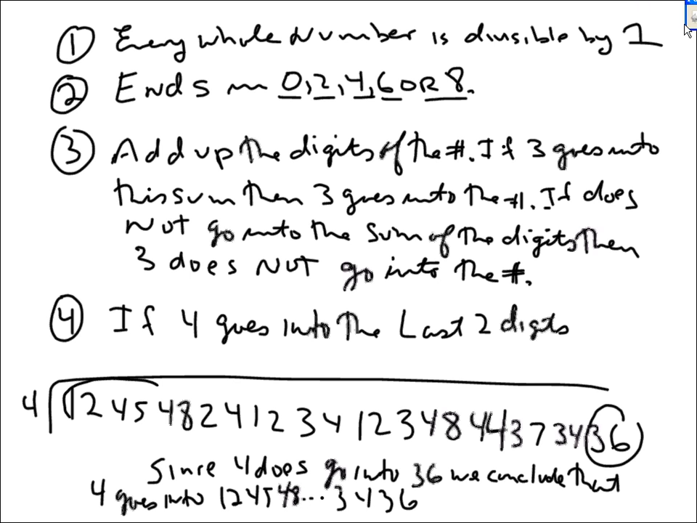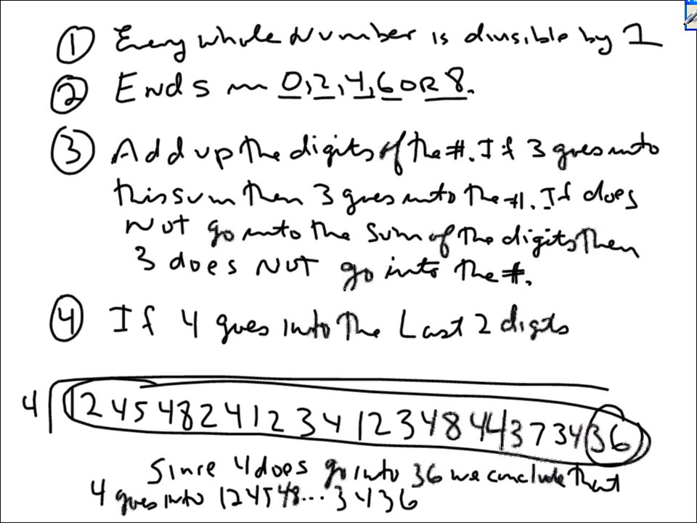4 goes into this number. If you want to write down the whole number, write it down. I won't. 4 goes into that number. Just look at the last 2 digits. If 4 goes into the last 2 digits, then 4 goes into the number.